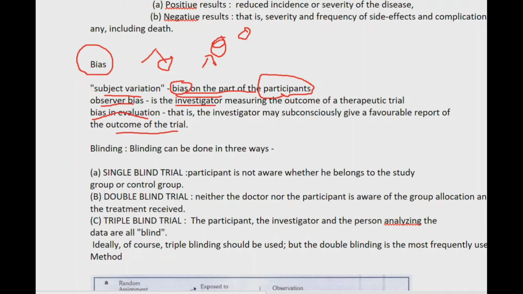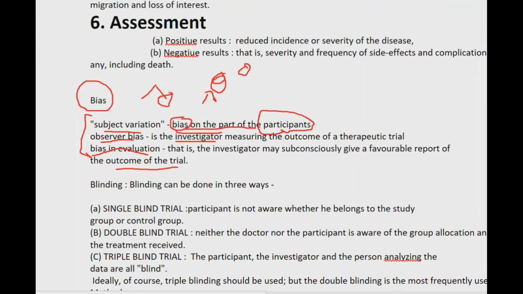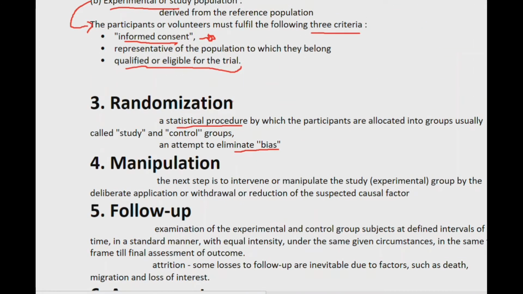In a similar way, the one who gets the vaccine will always be seen as having prevention of the disease. This is known as bias in evaluation. So there are three types of bias: subject variation, observer bias, and bias in evaluation. These three biases can be eliminated by using randomization.